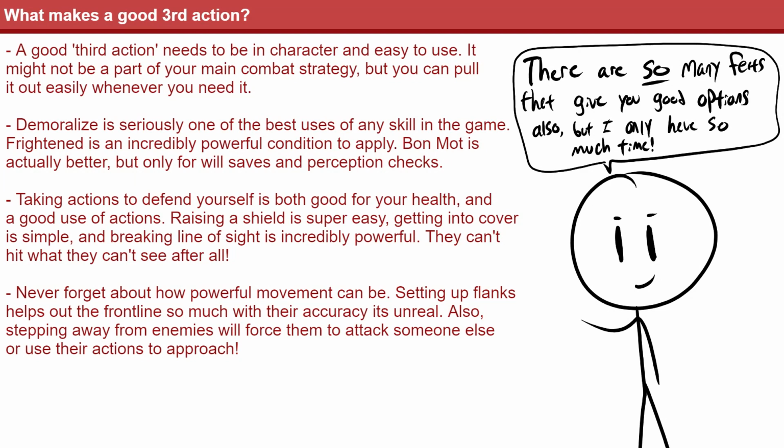Another great charisma third action sort of action that you can take is Bon Mot, the diplomacy skill feat. It allows for you to use an action to make a quip at someone and then give them a pretty hefty penalty on their will saves and perception checks. And it also eats up their action economy. This is absolutely amazing if you can use it to synergize with the rest of your party if they have a lot of effects that require will saves.